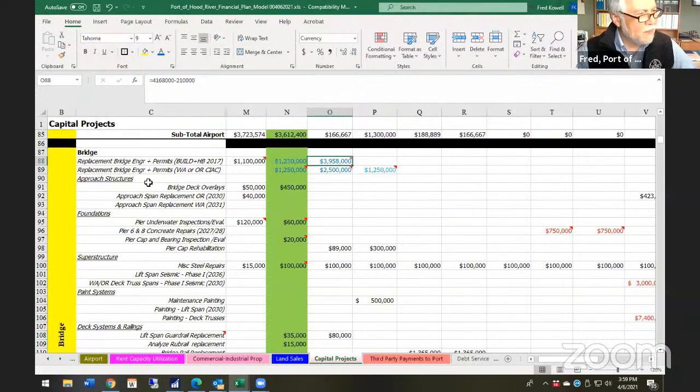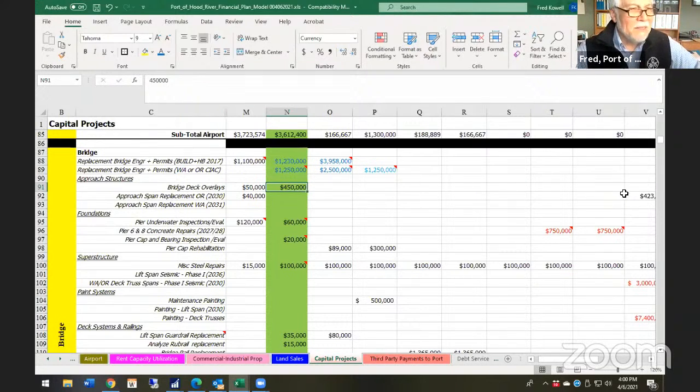And how I break it down is approach structures, foundations, superstructures, paint, deck systems, railings. I basically mocked how the bridge engineer looks at the bridge, and he looks at it in this fashion. So you can see that what we have is some brick, the overlay on the approach ramps that Michael talked about earlier. We have some work that needs to occur before probably the end of this year, but the majority of it occurring next year.